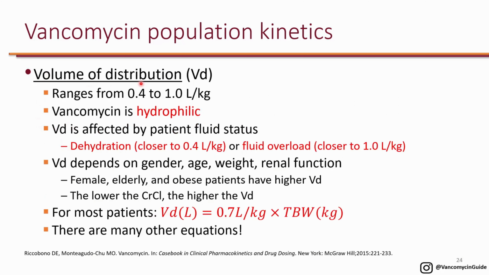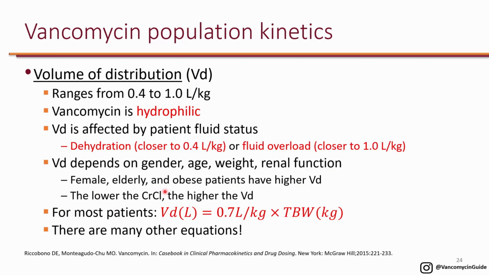The next equation is volume of distribution. Although vancomycin is hydrophilic, it has huge variability in volume of distribution. It goes from 0.4 to 1.0 liters per kilogram. And because it's hydrophilic, volume status makes a difference. If someone is dehydrated, the volume of distribution is lower, closer to 0.4 liter per kilogram. Whereas in someone with fluid overload, the volume of distribution is higher, closer to 0.9 or 1.0 liter per kilogram. Now, the volume of distribution also depends on gender, age, weight, and renal function.